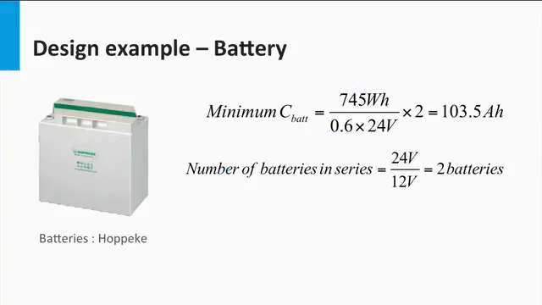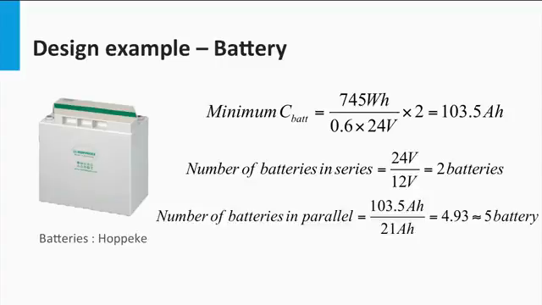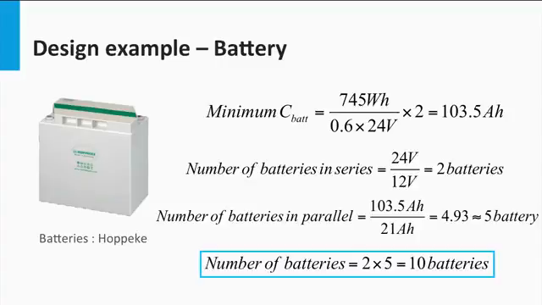Now, this brings us to the number of batteries required. An operational voltage of 24 volts requires 2 batteries of 12 volts each in series, whereas a battery capacity of 103.5 amp hours requires 5 batteries in parallel. Therefore, a total of 10 batteries are required to create the battery bank for the PV system.